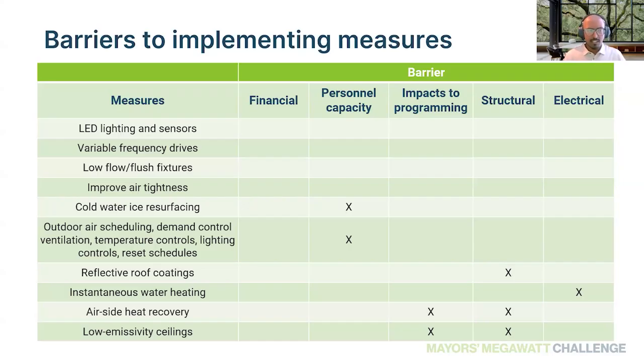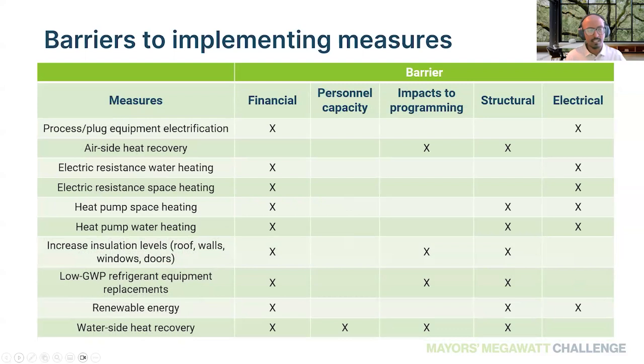And when we look at different types of measures, like reflective roof coatings, instantaneous hot water heating, they're going to have different types of barriers, whether it's structural or electrical. Air side heat recovery is one of those things that can impact programming because you might have some downtime on your ventilation systems, structural, your ducting, your space vibration. If you're going to be adding new ventilation systems like ERVs or HRVs, same idea with low emissivity ceilings, space structure. Is there space to hang these, to suspend these ceilings? Are you going to be doing it during the off season? Do you have a year-round ice season?